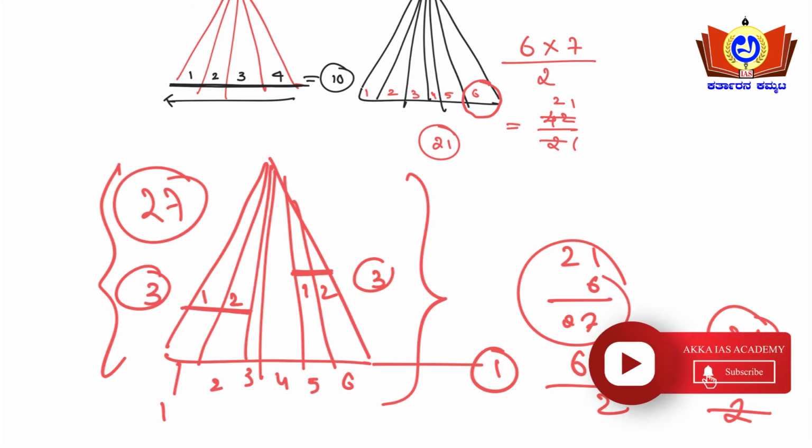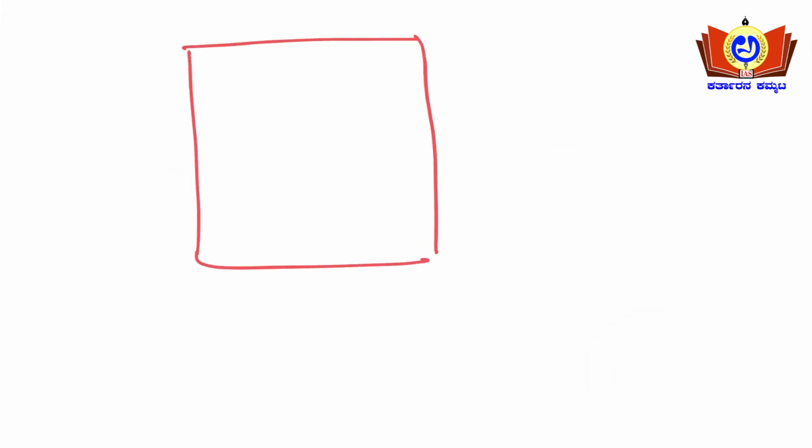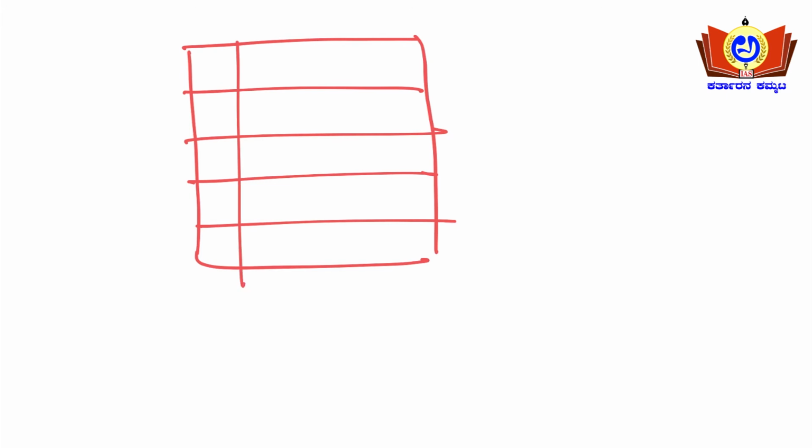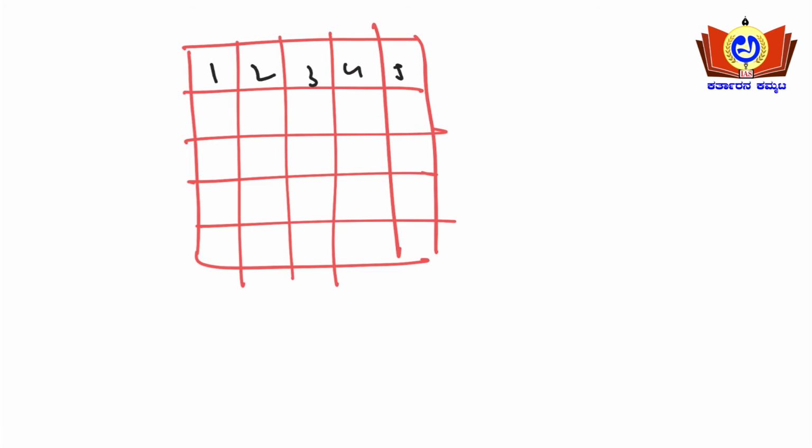See, in the next page I'll be dealing with squares. If at all the question asks to find out how many squares are there here, you can count here. In the normal method you will be counting like this: 1 2 3 4 and 5, it goes on like this here. See here, 1 2 3 4 5.